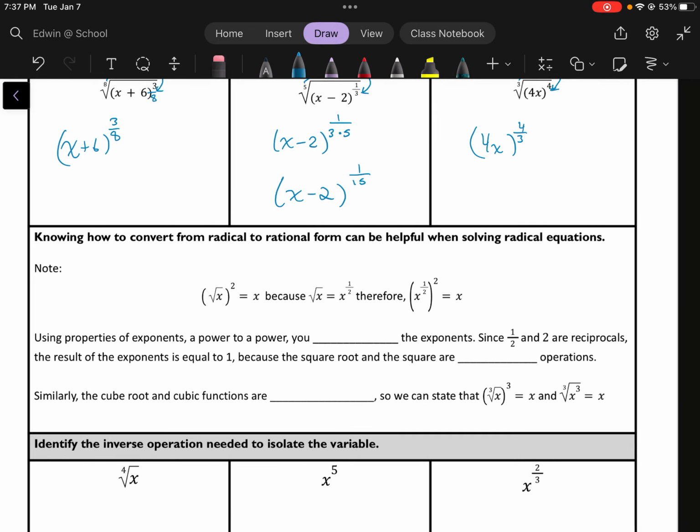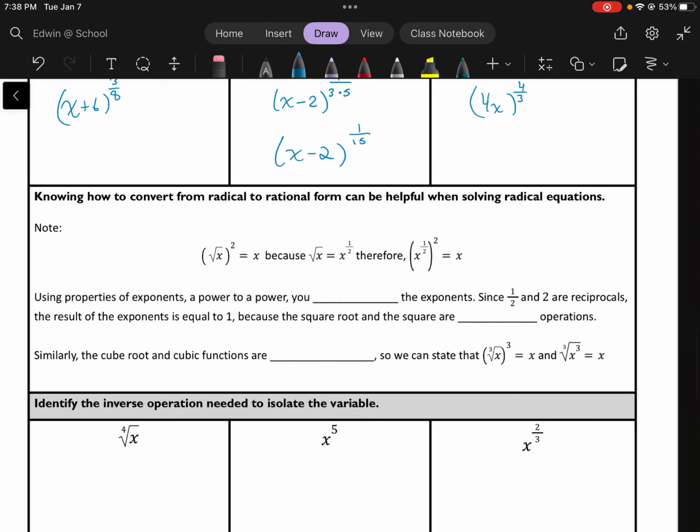But now we're talking about some inverse operations, and we're going to touch on some points that are going to be very fundamental to Unit 6 as a whole. So let's just check it out. We need to know how to convert from radical to rational forms because it's helpful to solving radical equations. It's going to be a big point.